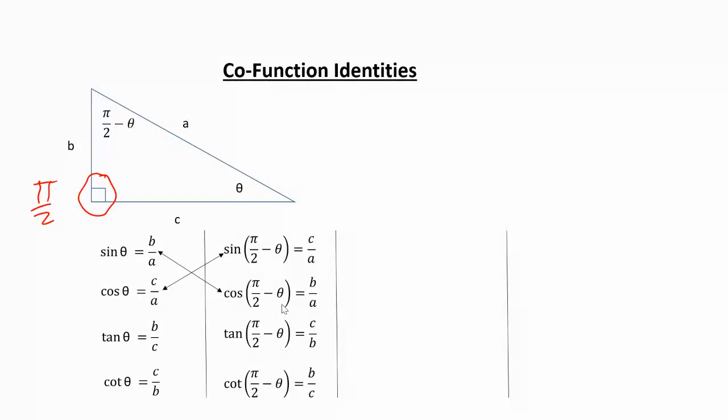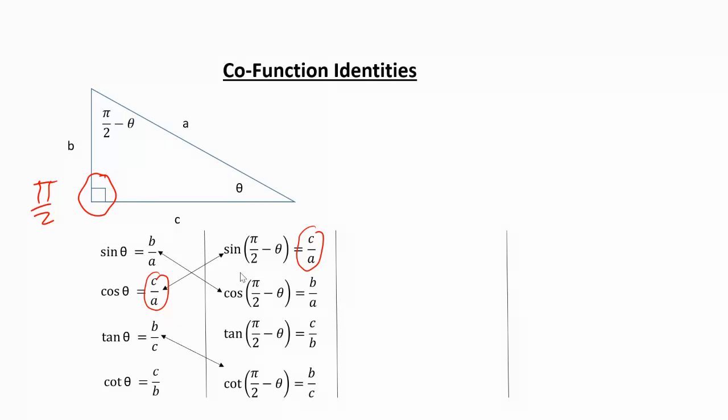The cosine of theta is equal to c over a. And so is the sine of pi over 2 minus theta. So here's a c over a here, and here's a c over a here. And both of them are pointing to two different things. So those two things should be equal, right? Same thing here.